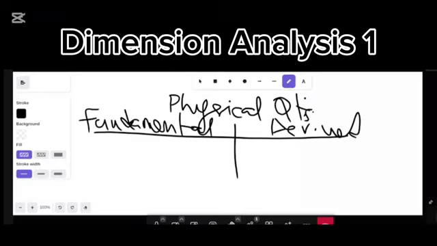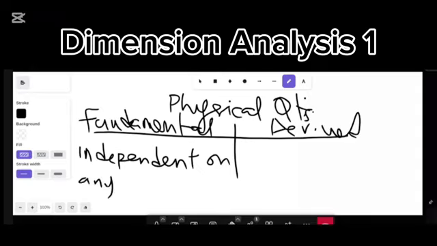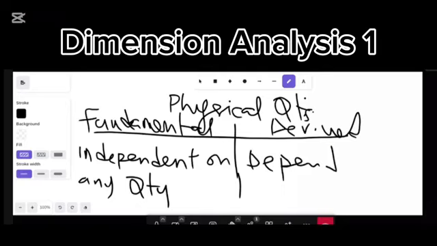Fundamental means the bedrock. These do not depend on any quantity. It is independent of any quantity. But the derived does depend. It depends on what quantity? It depends on the fundamental. Let me call it the other name, the base quantities.